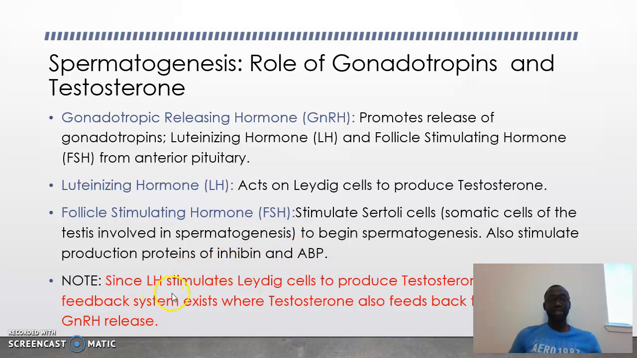Just a side note here: since luteinizing hormone stimulates Leydig cells to produce testosterone, there is a negative feedback system where testosterone also feeds back to inhibit LH and gonadotrophin releasing hormone. So it's a negative feedback that controls the production of these. Whenever the Leydig cells produce enough testosterone and LH, there is a regulatory mechanism that uses a negative feedback system.